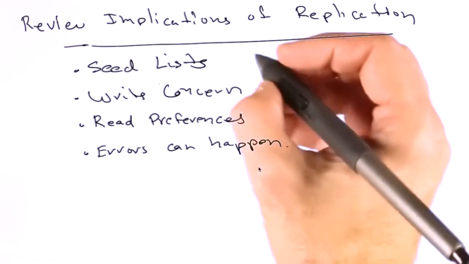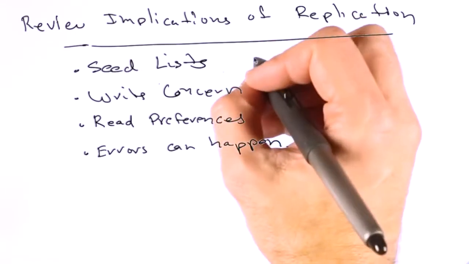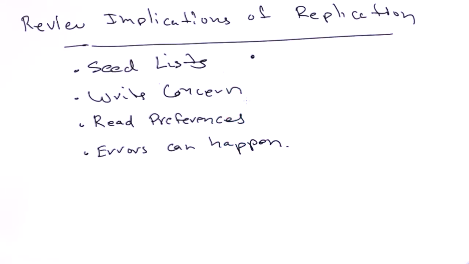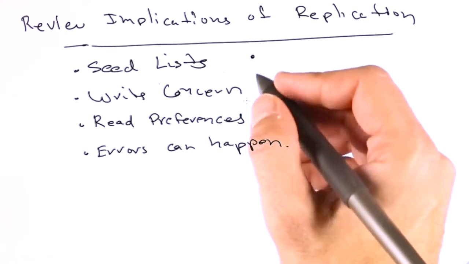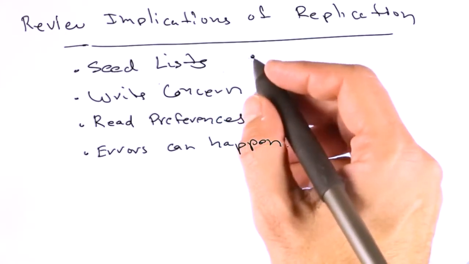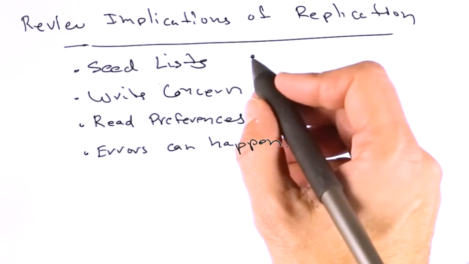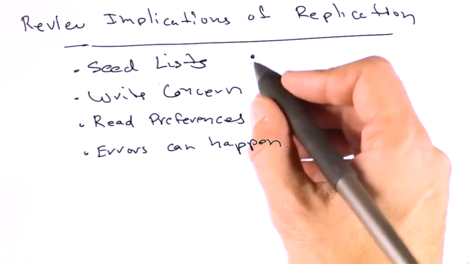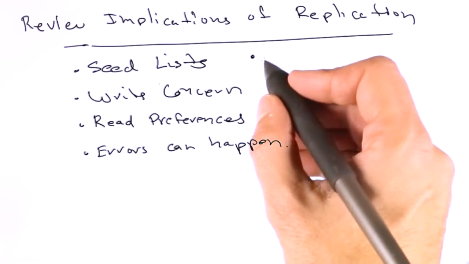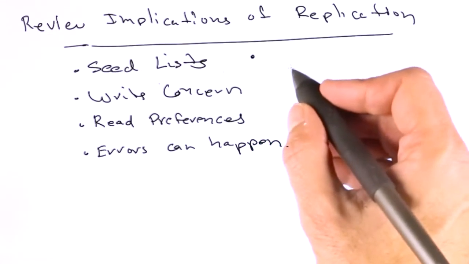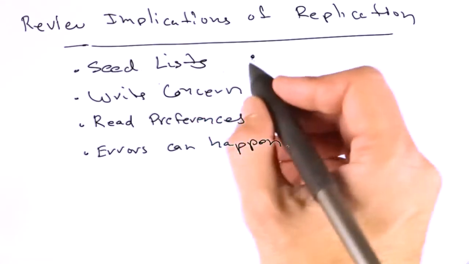The first one is that, of course, there are these seed lists, and so you need to remember that when you're using the drivers, which are primarily responsible for connecting you to a new node during failover after a new primary is elected, the drivers need to know about at least one member of the replica set. So you need to understand that seed lists exist.